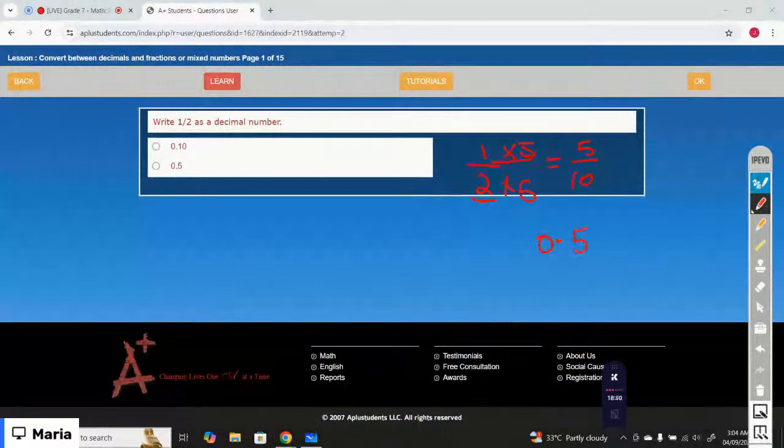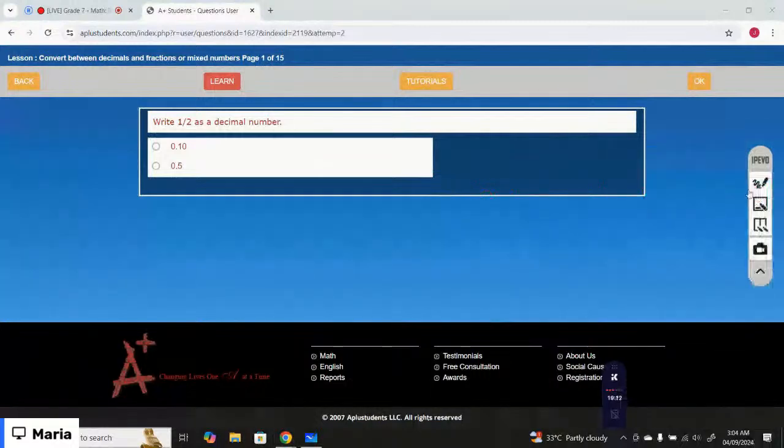Option number 2 is the correct option. The correct option is 0.5. You have only one zero here, right? That means you need to move the decimal point one place left. So move from here to here. So then that would be 0.5. Got it? Option 2 is the correct option.